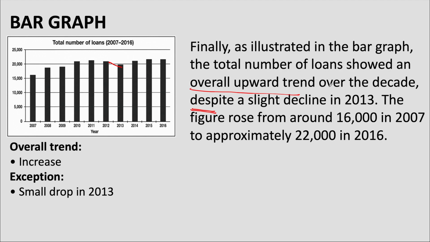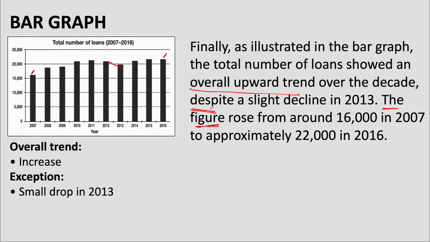After that, we have supported the trend with the starting and ending figures. In the beginning, it's around 16,000. At the end, it is around 22,000. So we write, the figure rose from around 16,000 in 2007 to approximately 22,000 in 2016. Notice the phrase, the figure. I use this a lot in writing task 1, and I suggest you do the same.